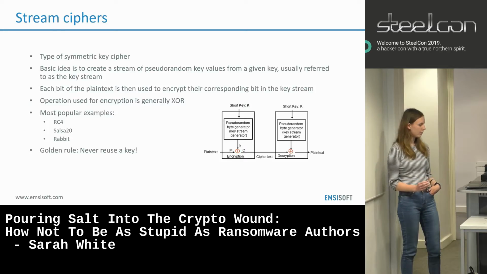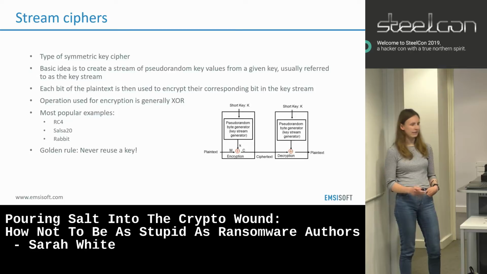If you have a single plain text and its corresponding ciphertext, it is possible to get the whole key stream by just XORing the ciphertext and the plain text together. And then if you reuse the key, you can use this key stream to decrypt all other messages that have been encrypted with the same key stream.